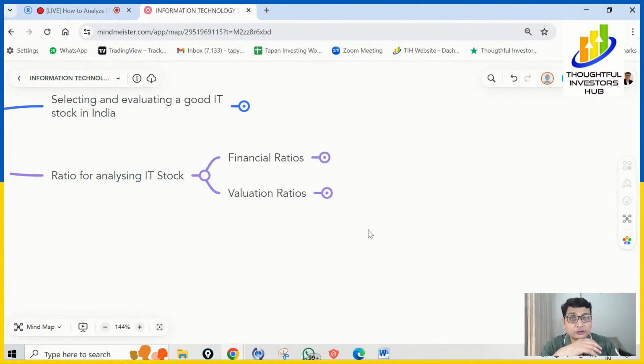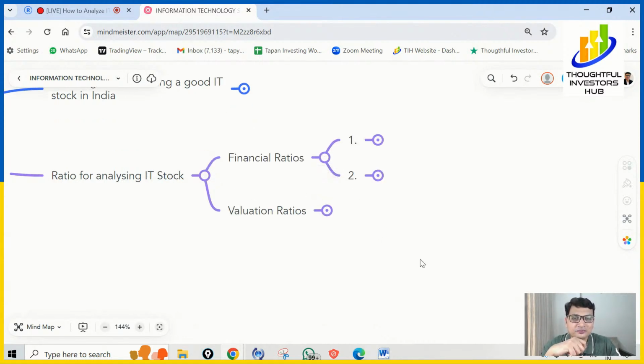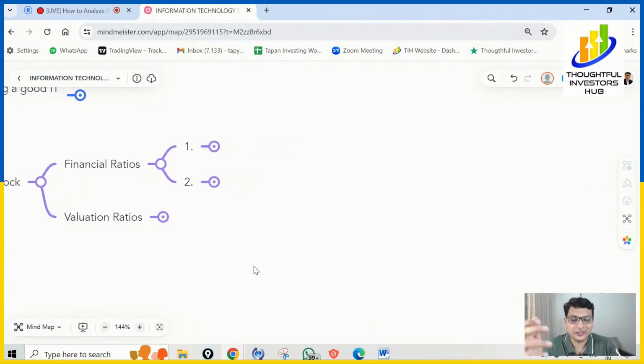C for clear. Sorry, guys, I have a little bit of a cough today, but can't help it. Just type C for clear in the chat box.